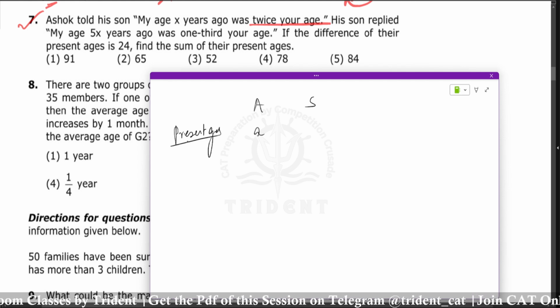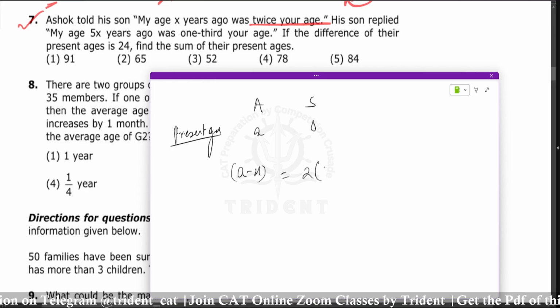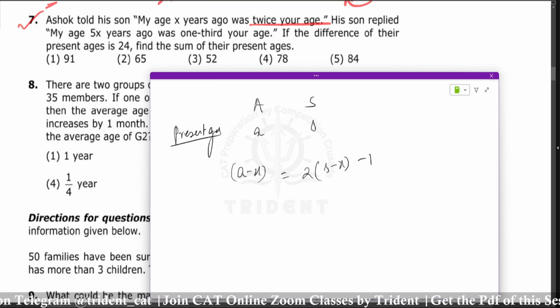you don't need to write a lot of these things. You can directly make the equation, but just because I want to tell you a little bit, I'm explaining it. Okay, so I'm assuming the present ages to be A and small s. First statement, X years ago, twice your age, 2 times of s minus x. This is my first equation.